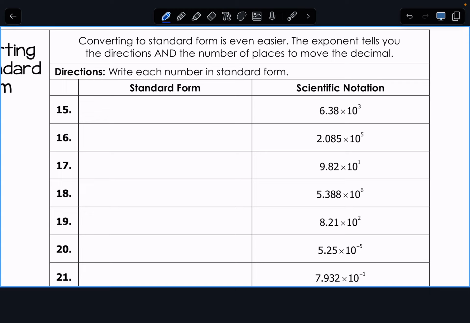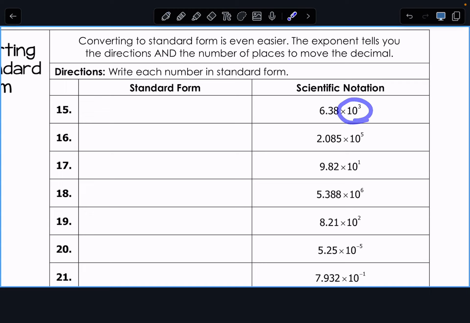On page 18, we are going to look at a scientific notation number. What does it look like normally? Standard form is like our normal numbers. Yesterday, we went from a normal standard form number and wrote it in scientific notation. Now we're going to go the other way. Look at number 15.